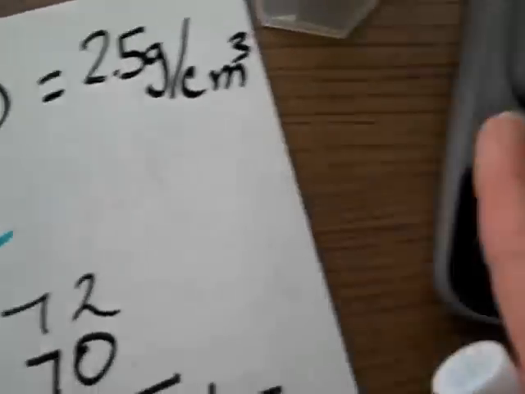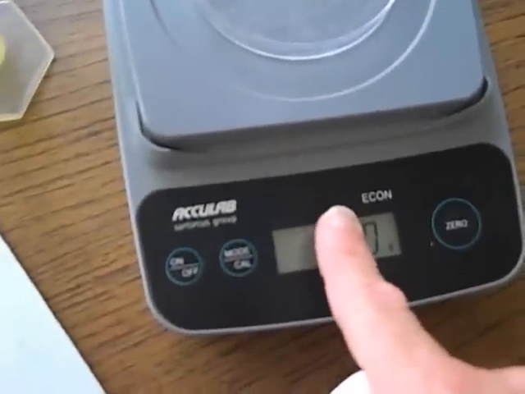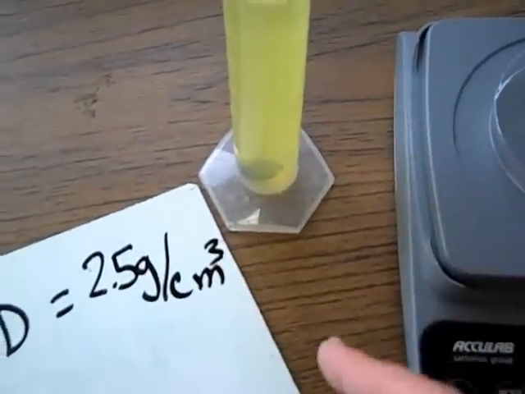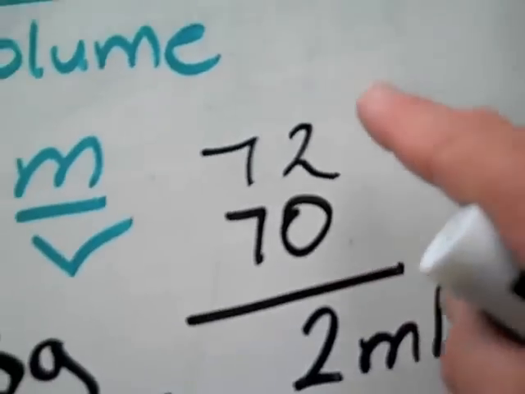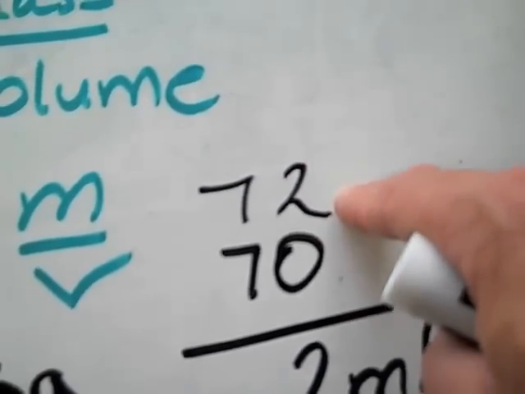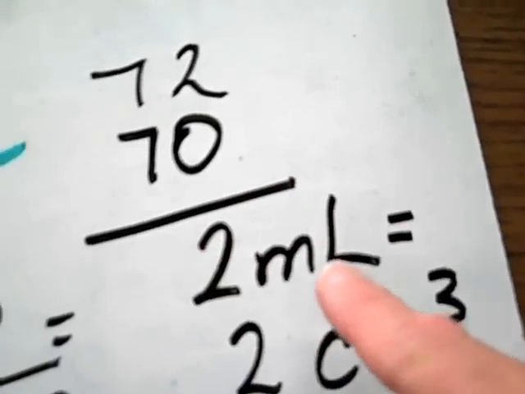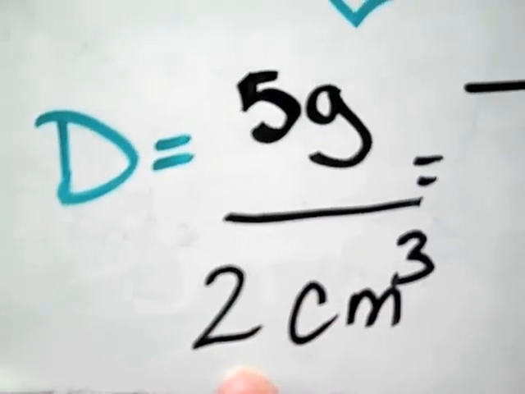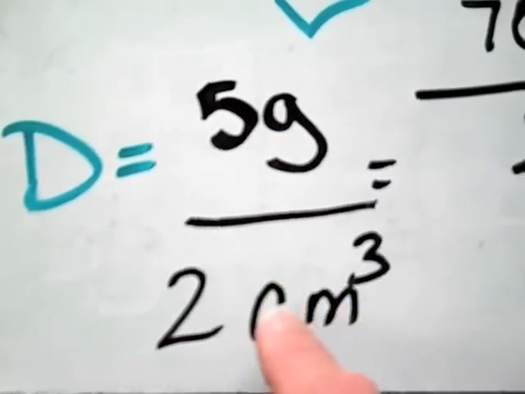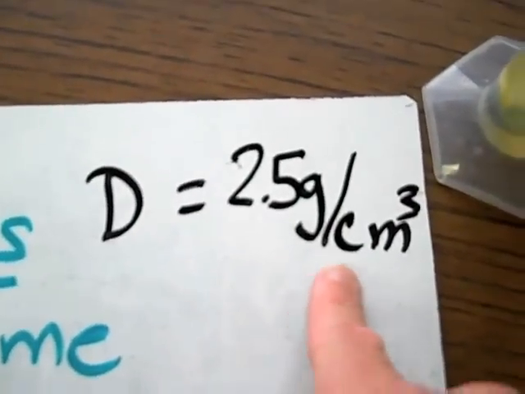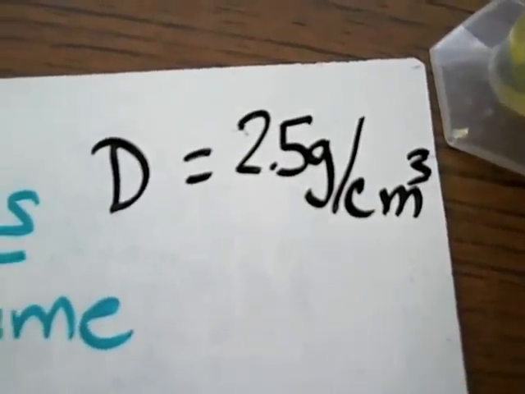So again, I used a scale to find the mass. I used a graduated cylinder, and I displaced the water. I measured the water before, the water after, subtracted, and this tells me the volume of my marble, which I can then plug into my formula. D equals mass over volume. 5 divided by 2 is 2.5 grams per centimeter cubed. So let's go ahead and begin our experiment.